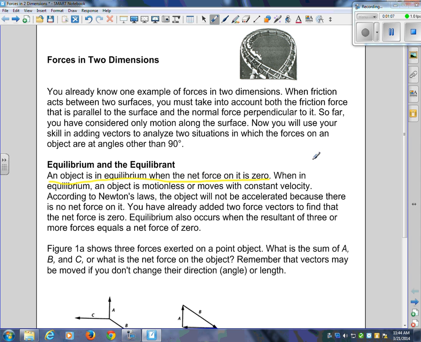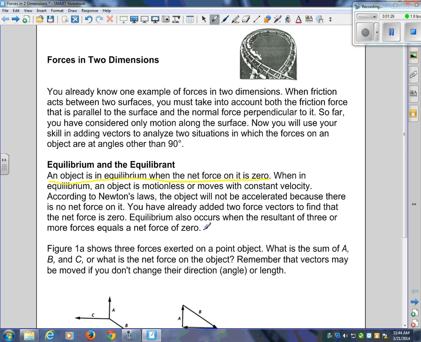When in equilibrium, an object is motionless or moves with constant velocity. There you go. There's the answer. According to Newton's laws, the object will not be accelerated because there is no net force on it. You've already added two force vectors to find that the net force is zero. Equilibrium also occurs when the resultant of three or more forces equals a net force of zero.